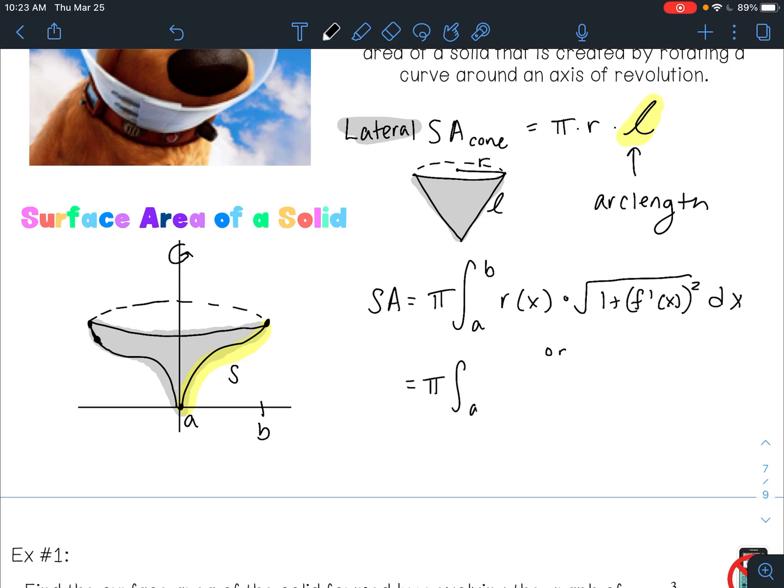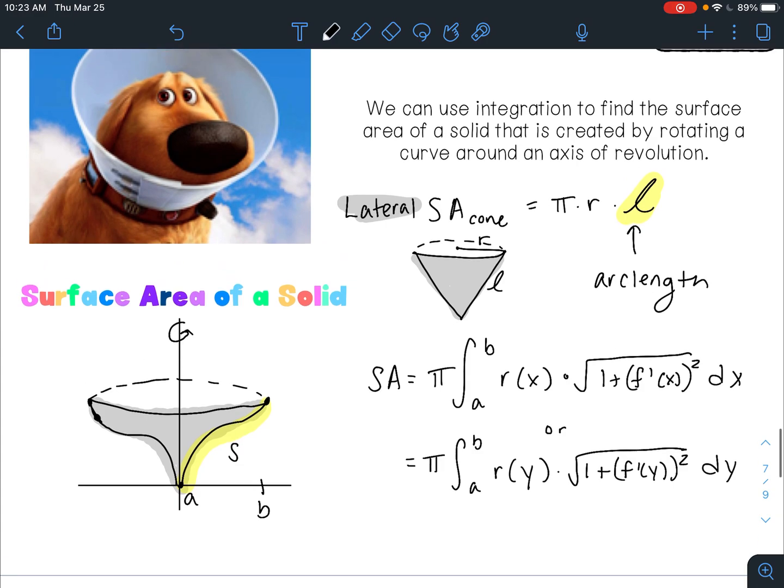We can write it out twice like that. We can also do r of y times the arc length in terms of y, so the square root of 1 plus f prime of y all squared dy. Depends on what you're revolving around. Right now, the way I have my picture drawn, I would need a dy integral because I'm rotating around the y-axis. And r of y and r of x is just the distance from the axis of revolution to the curve.